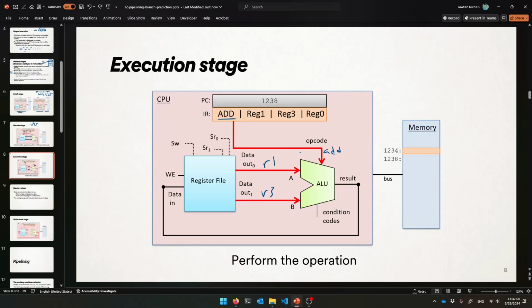And then all that we do in the execution stage is tell the ALU to do its thing, compute your result, and then get that ready. Get that ready because in the next stage of execution, I am putting that somewhere. I'm either using that to go to memory, or I'm writing that into a register.